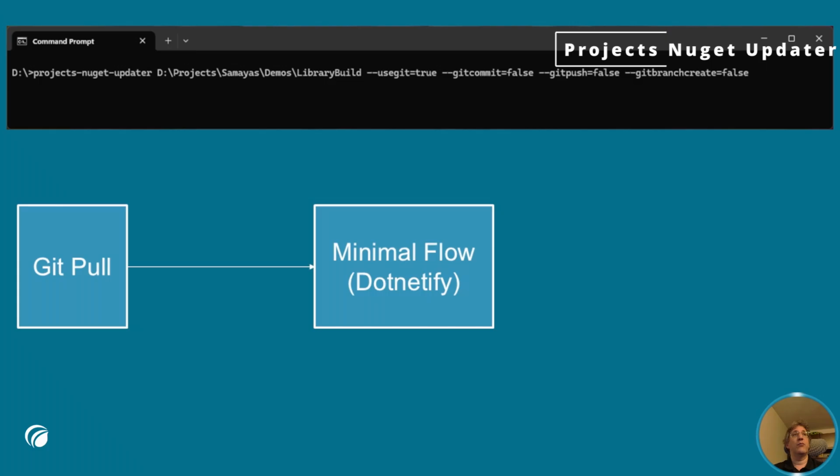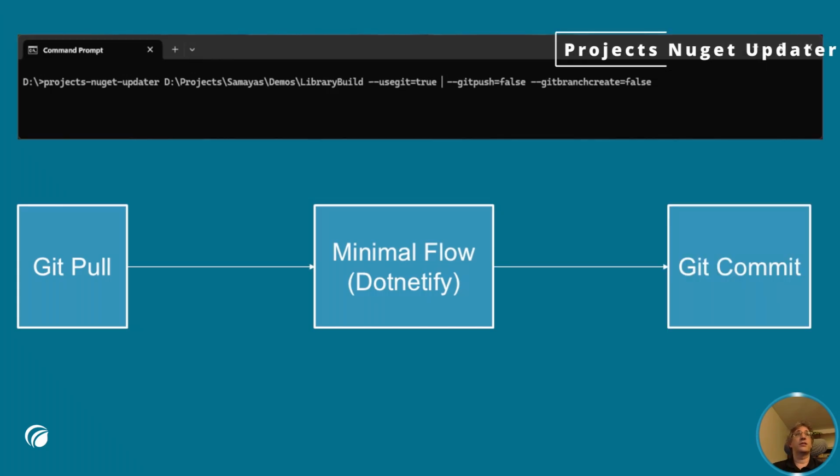And in my first and most simple scenario, I've still disabled my git commit, my git push, and my git branch create. And in the most simple scenario, by just doing this command line, if I'm using Git, and if I have enabled it, I will do a git pull, and then I will do my normal minimal flow with my Dotnetify or not, and I won't do anything else. And then the rest is up to you, depending on what you need.